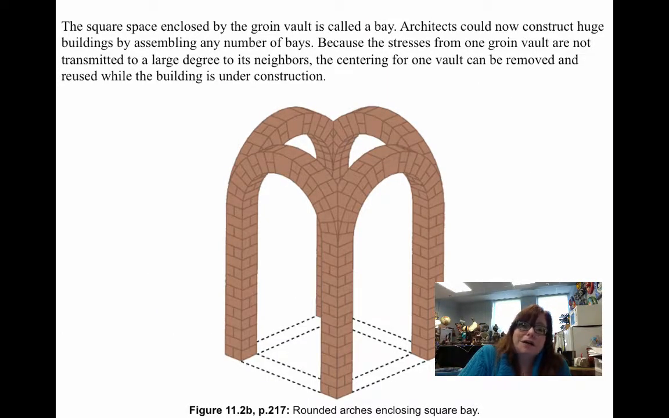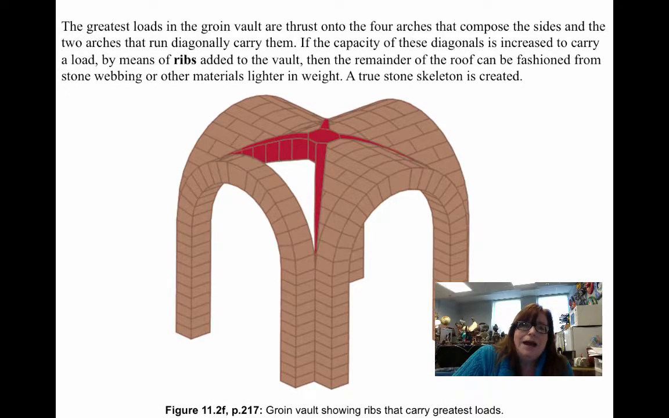So the square space, as I mentioned, enclosed by a groin vault is called a bay, and architects could now construct huge buildings by assembling any number of bays, because the stresses from one groin vault are not transmitted to a large degree to its neighbors. The centering for one vault can be removed and reused while the building is under construction. And the greatest loads in the groin vault are thrust into the 4 arches that compose the sides, and the 2 arches that run diagonally carry them.